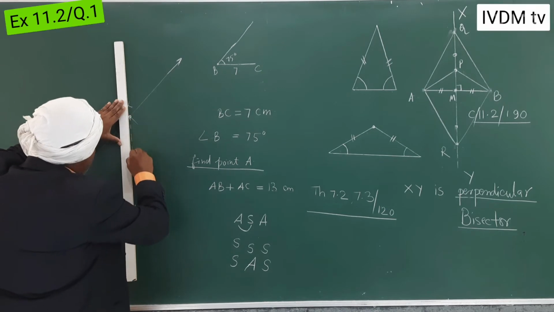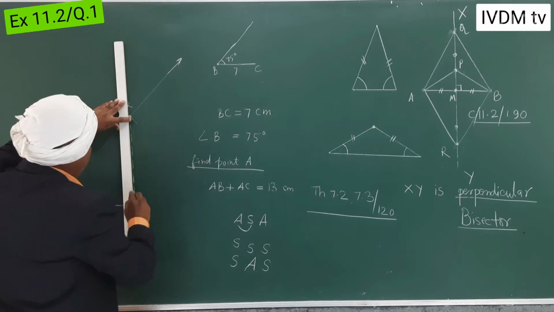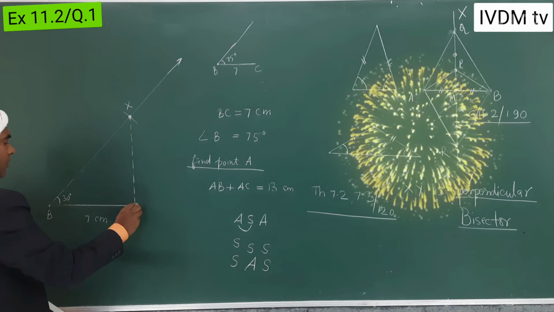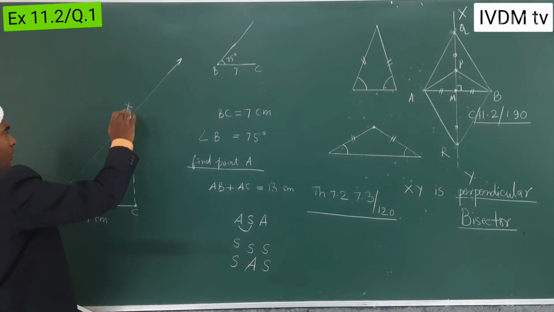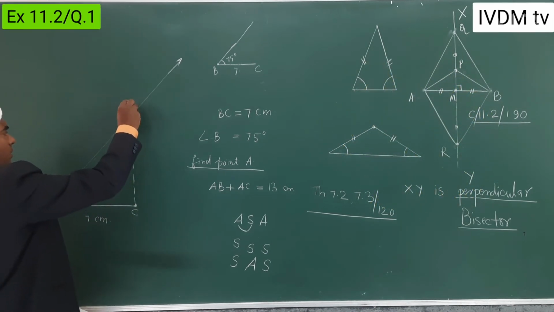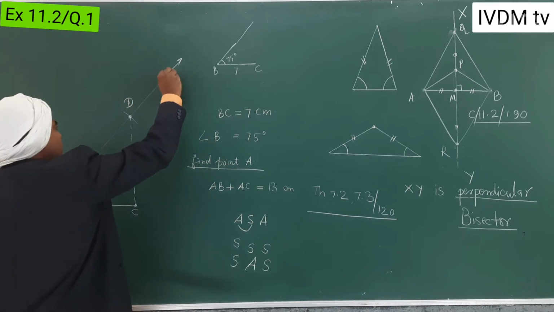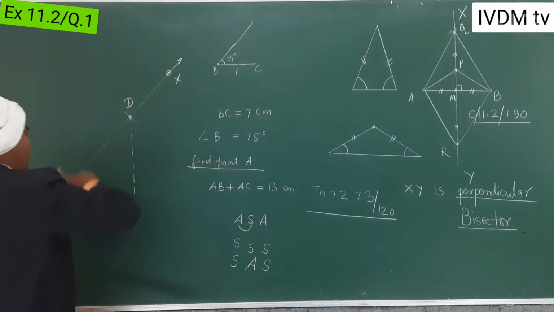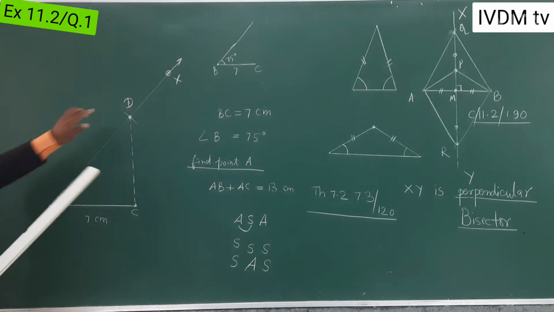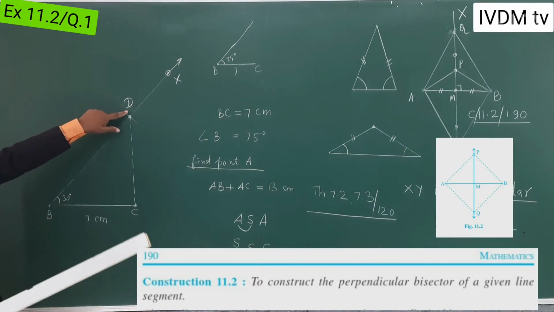First join it. Or you may take X point here. No, you may take D point also. It is given in your book, D point, and take X here, BX. Draw a ray BX and point D. So you may take any point D.